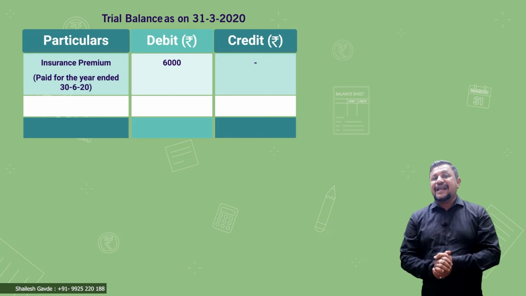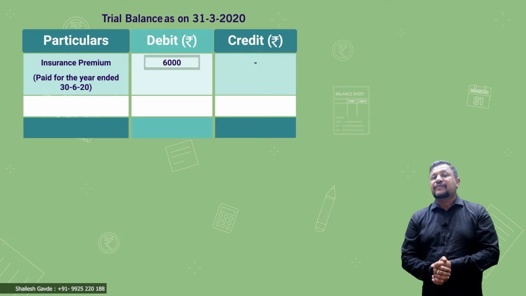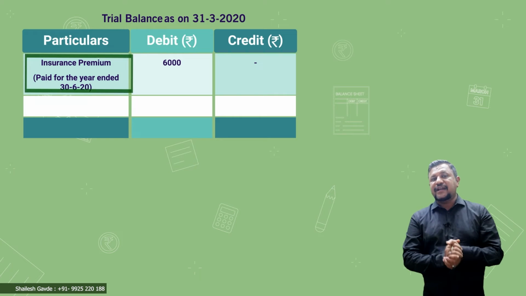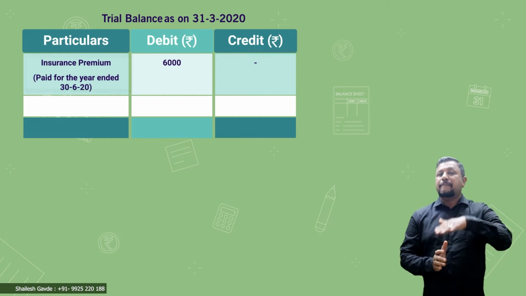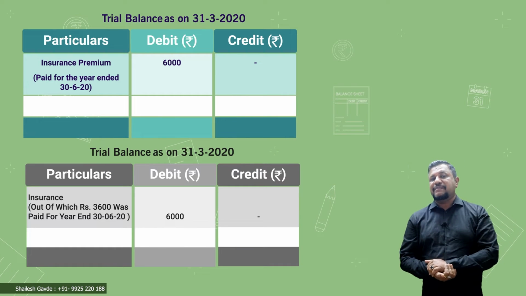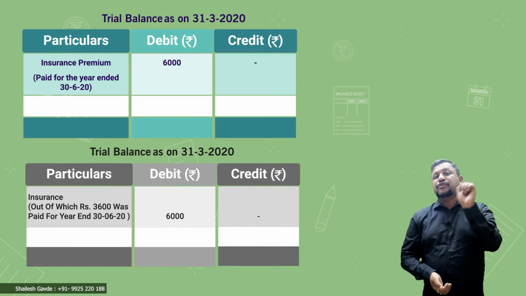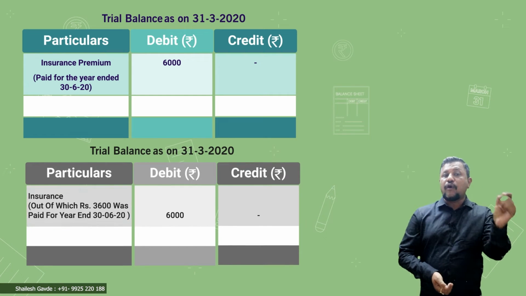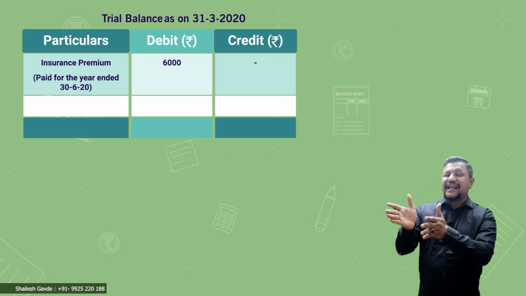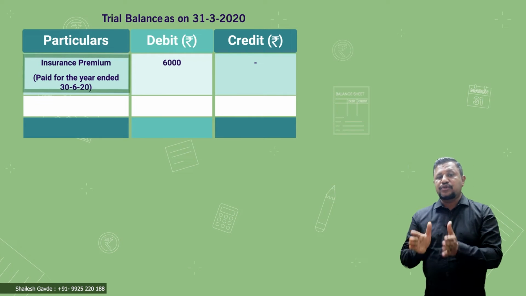Well, again we'll take one trial balance. In the trial balance, they've given insurance premium 6,000, debit side. Below insurance premium in brackets, they've given: paid for the year ended 30 June 20. If you compare with the earlier adjustment, in the trial balance, again insurance premium was 6,000, but in brackets they had mentioned out of which rupees 3,600 was paid for the year 30 June 20. Here instead, they have directly given: was paid for the year ended 30 June 20.